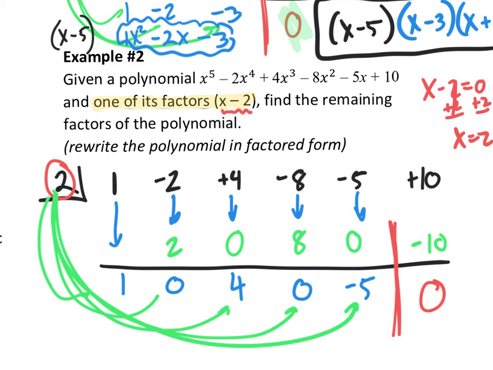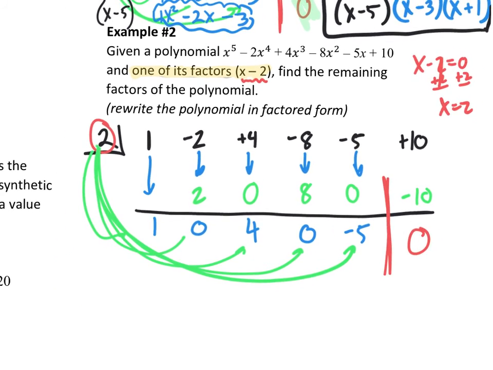Does that surprise me? Absolutely not. Why not? Because they told me that x minus 2 is a factor, so I know for a fact the remainder should be 0. If I would have gotten something else, I did something wrong. Okay? So yes, the remainder is 0 because they told us x minus 2 is a factor. So why did I do this? Because now I could pull up my depressed polynomial. Now, we already know that in my completely factored form, I will have x minus 2 in front because they're telling us that x minus 2 is one of its factors.